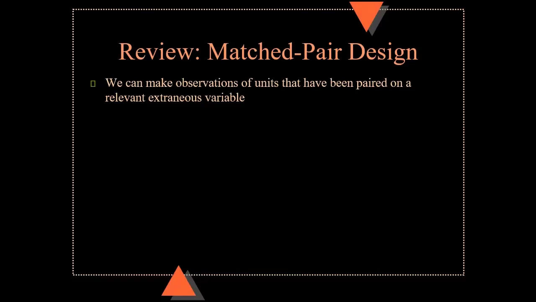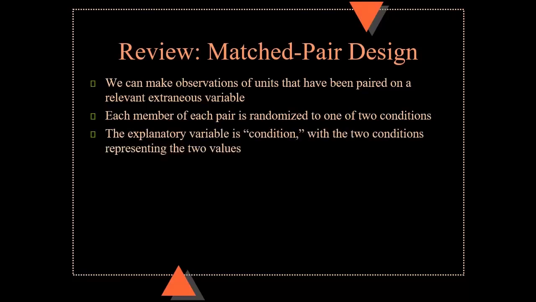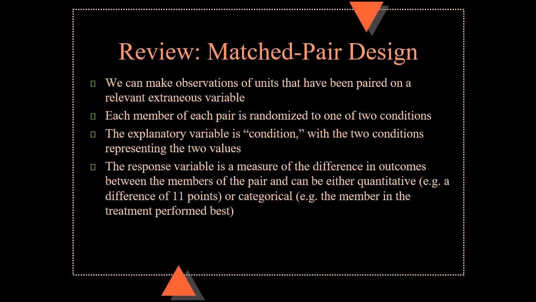In my example, the relevant extraneous variable was how well they were doing in the course before we ever started the study. Then each member of each pair is randomized to one of two conditions. The explanatory variable here is no longer time like it was with pre-post. The explanatory variable here is condition, just what we're used to, having a treatment and a control. The response variable is a measure of the difference in outcomes between the members of the pair and can be either quantitative or categorical, just like we talked about before.